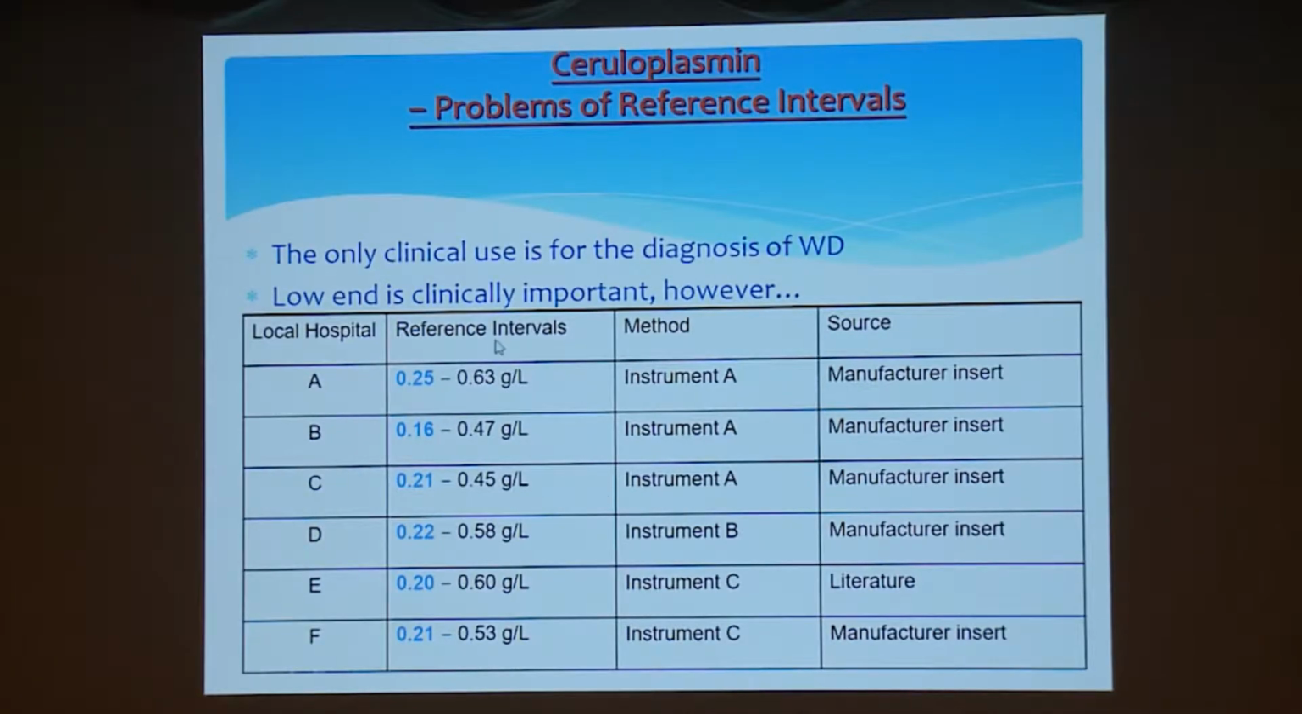So I tried to collect some insights from different analytical platforms. You can see that even within the same instrument, they can have different reference intervals depending on the reagent lot they are using. And the reference interval also varies across different analytical platforms.